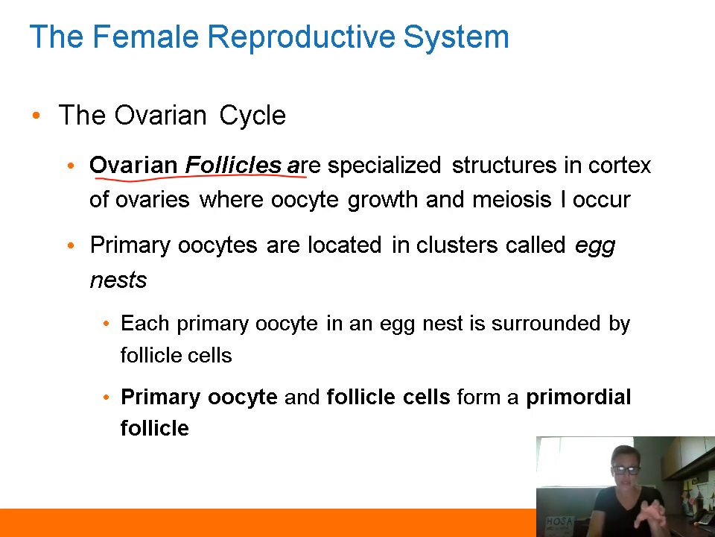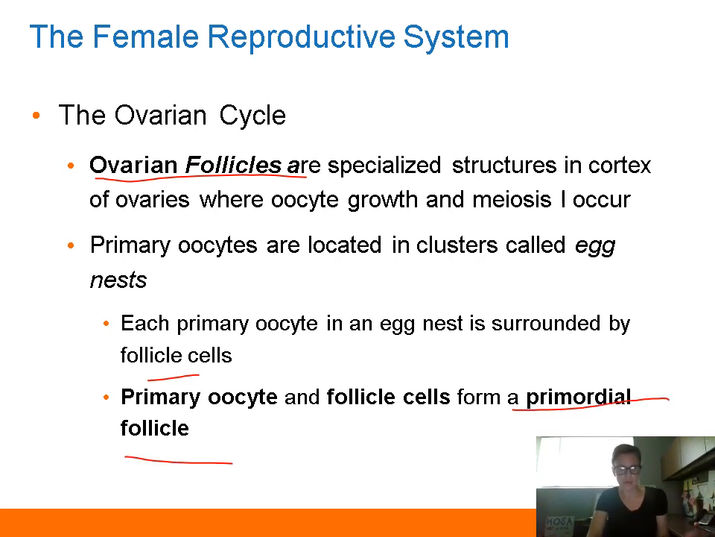In the ovary, the primary oocytes are located in clusters called egg nests. Each primary oocyte in an egg nest is surrounded by follicle cells, right? So inside the egg nest, there's a primary oocyte surrounded by follicle cells, then another primary oocyte surrounded by follicle cells, and another. The combination of the primary oocyte and the follicle cells around it forms the primordial follicle.